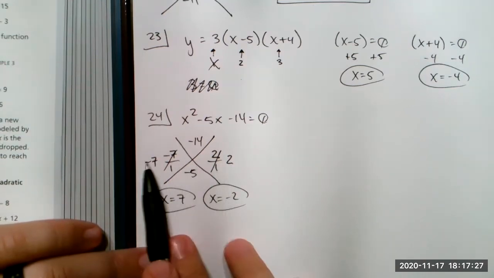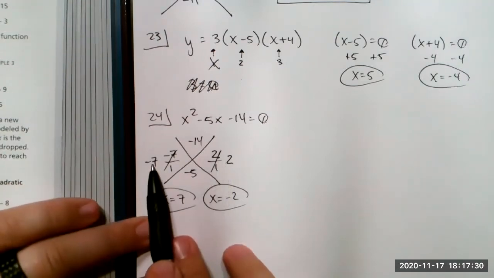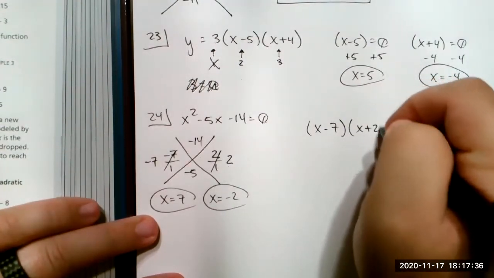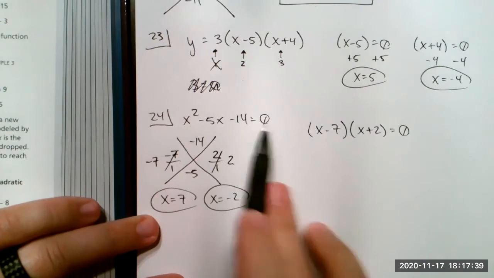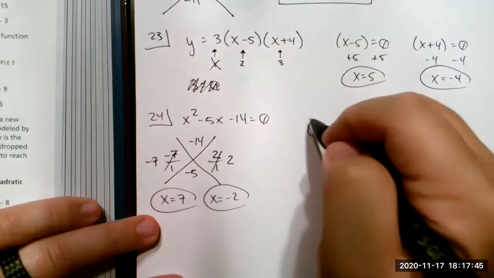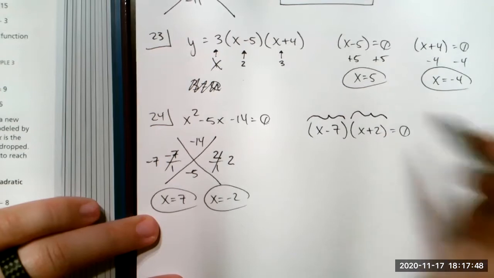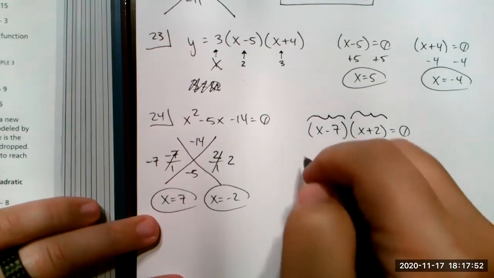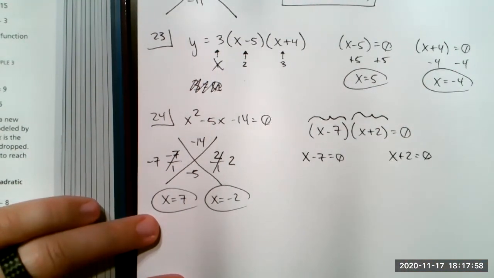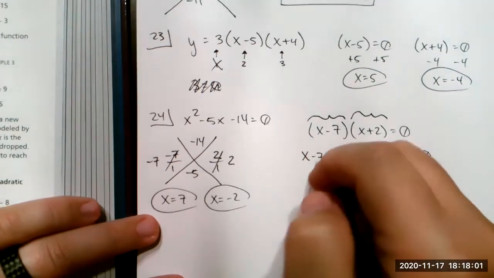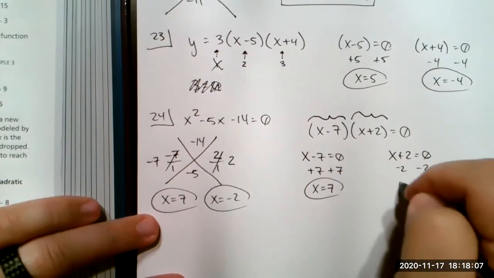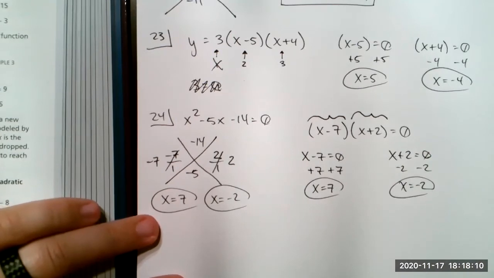So what we did from this step, once we chose our two factors, is we'd write it out. This is a negative 7, so it's x minus 7. This is a positive 2, so it's x plus 2. And again, we started with an equation equal to 0. So just like we talked about in number 23, what you want to do is take each of these factors, each of these things that are being multiplied, and set them equal to 0. So I'm going to do x minus 7 equals 0, and then x plus 2 equals 0. And now we just solve for x. So I'll add 7 to both sides. I'll subtract 2 from both sides. And you notice we get the exact same answer.